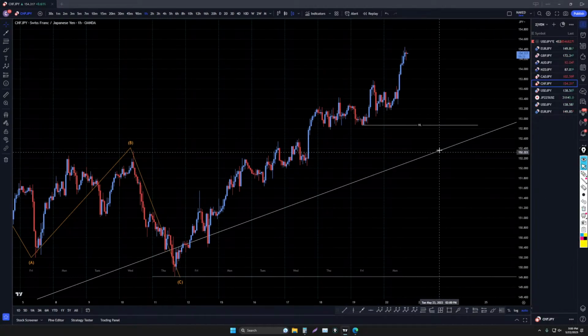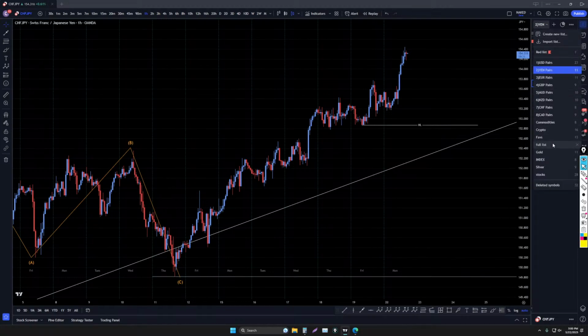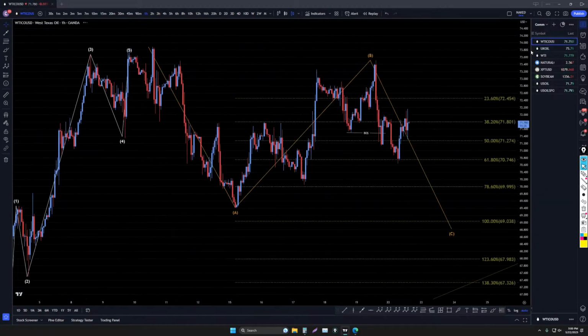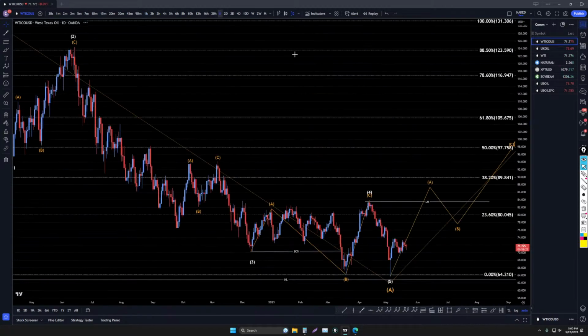So let's see, we already did the dollar pairs. Let's go check out the commodities. Let's look at oil. Ooh, what's going on with oil? This one can be a little tricky.